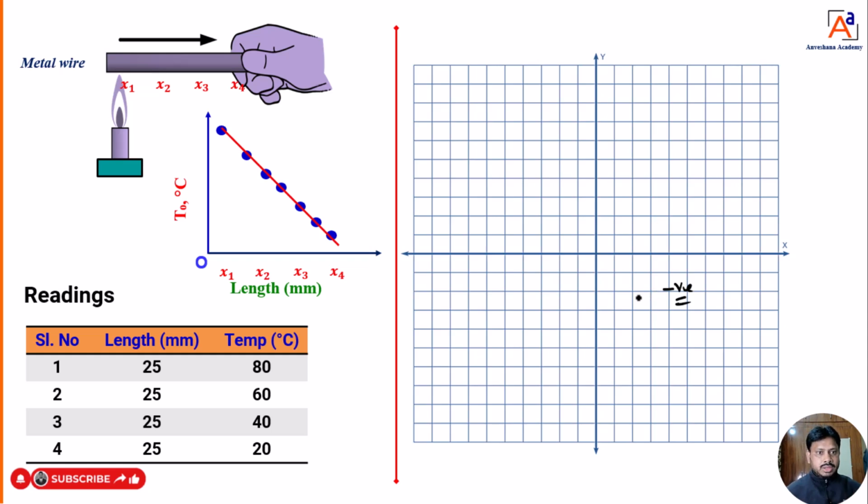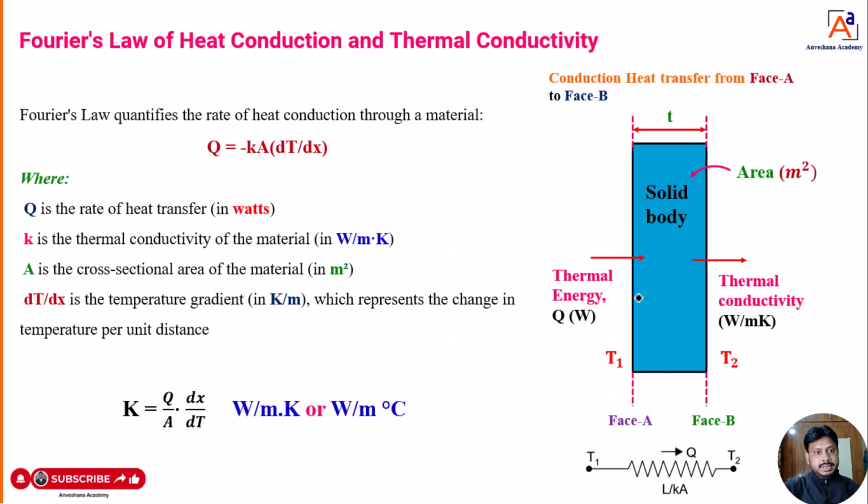This is how to draw the graph and how we can understand the negative sign of Fourier's law.